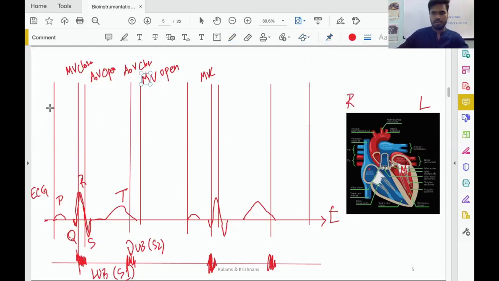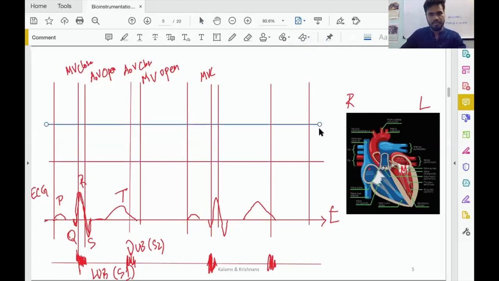So now what do we need to draw? The pressures, then the volumes. We need to draw two more curves. Let me draw the volumes in this axis. This is for volumes. We need one more thing: the pressures over here. So in this axis, I'm going to draw the pressure.